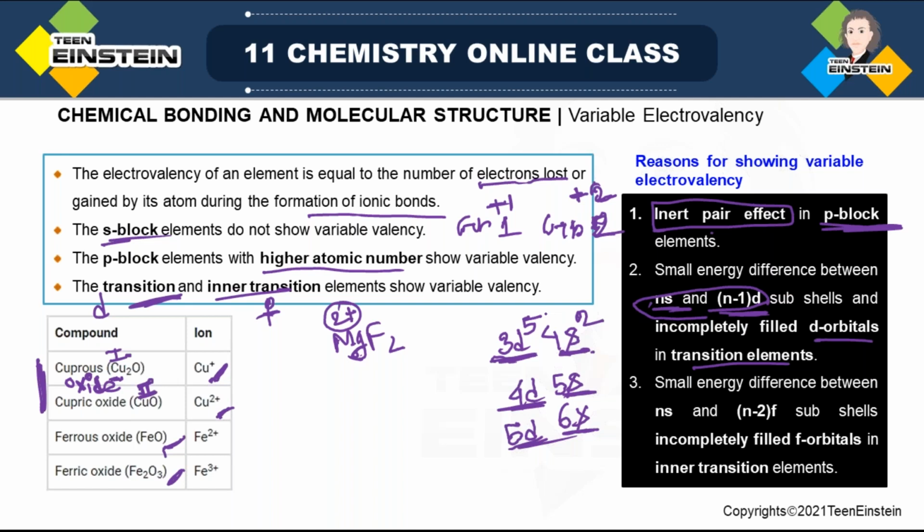So see, because of the small energy difference, an electron can be removed from 4s, and 3d is not very different in energy from 4s, so an electron can also be removed from 3d. So this is the reason they are showing variable valences.